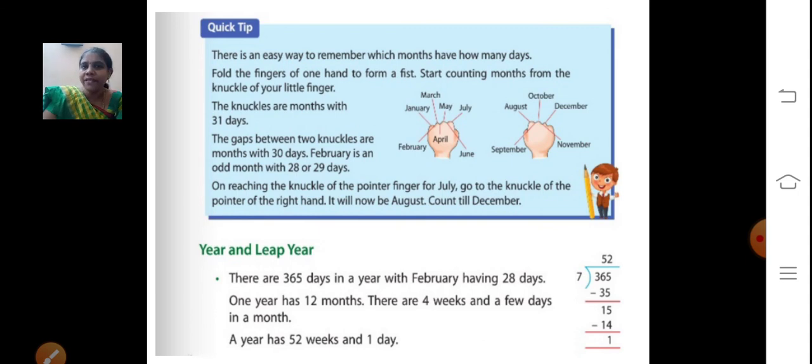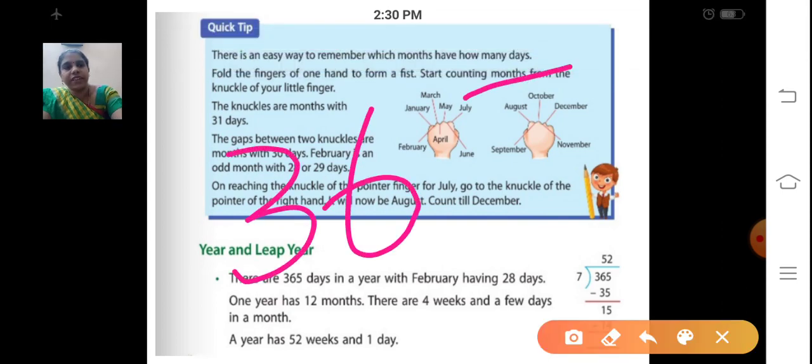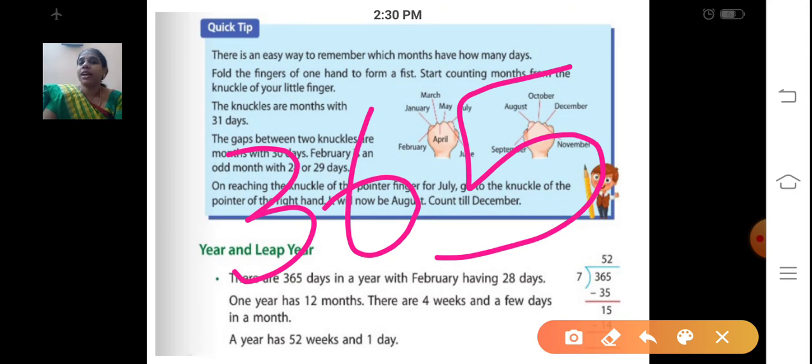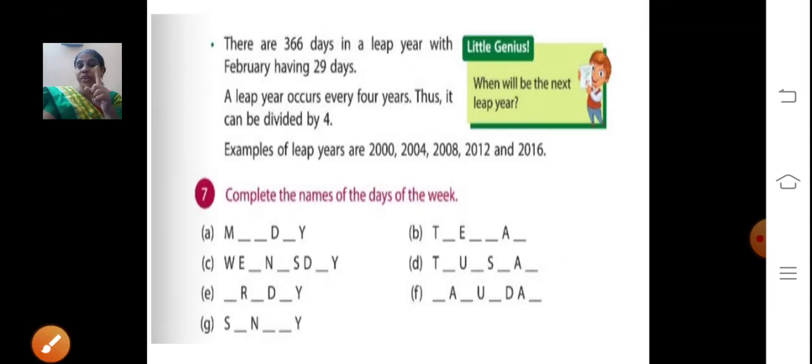Just see, we have 365 days in a year, right? How many days are there? 365 days. So how many days are there? We have 365 days. Just divide it by 7 so that we will get 52 weeks. So a year has 52 weeks, and 1 more day also.